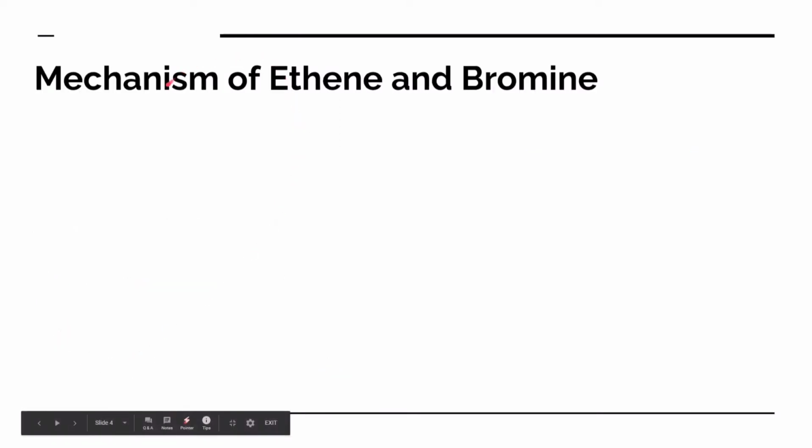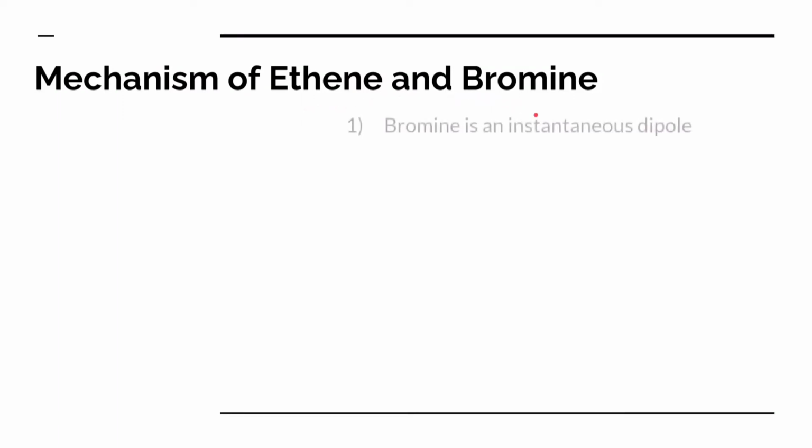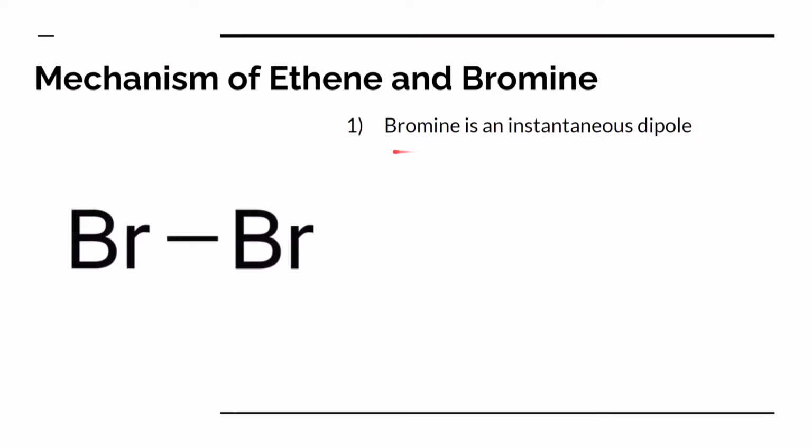So the mechanism we'll be looking at is ethene and bromine. And so the first part of this is understanding that bromine is an instantaneous dipole. This is because bromine atoms both have the same electronegativity, so there is an even charge distribution across this bond, so the electrons could be at either end at any moment. So partial charges are being created and broken very quickly.